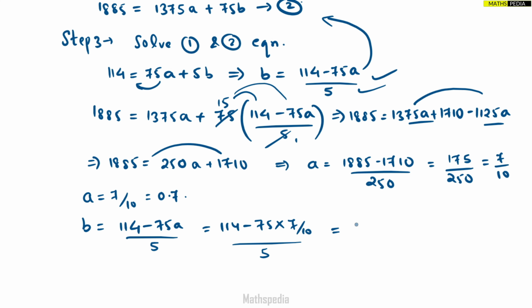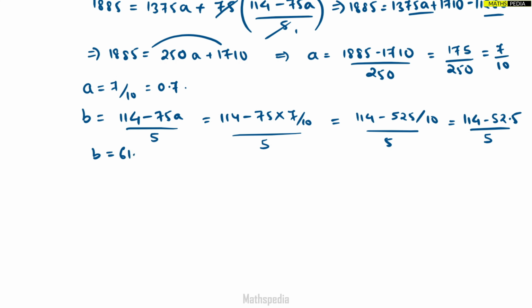So you'll be getting how much? 114 minus 75 into 7 is 525, divided by 10, by 5. So you'll be getting the value as 114 minus 52.5, divided by 5, right? So the b value becomes 61.5 divided by 5, which is equal to 12.3. Okay, so the b value also we got.